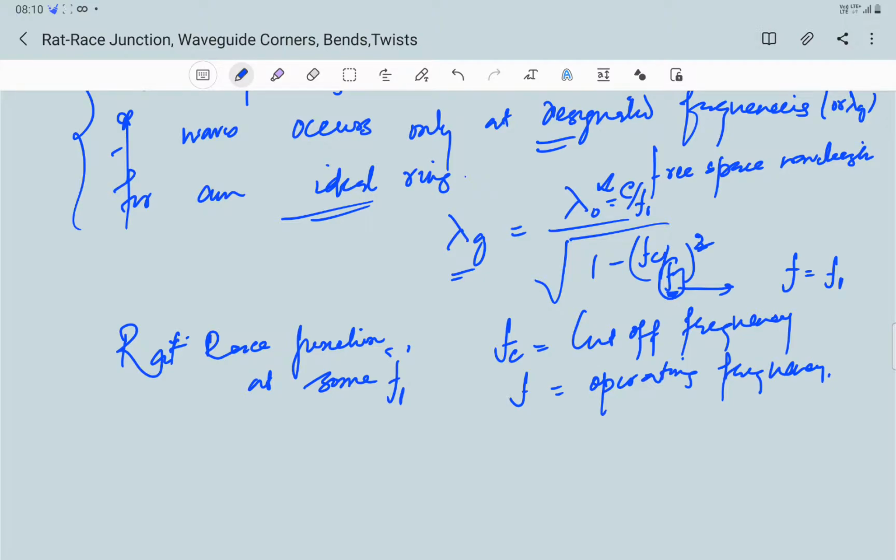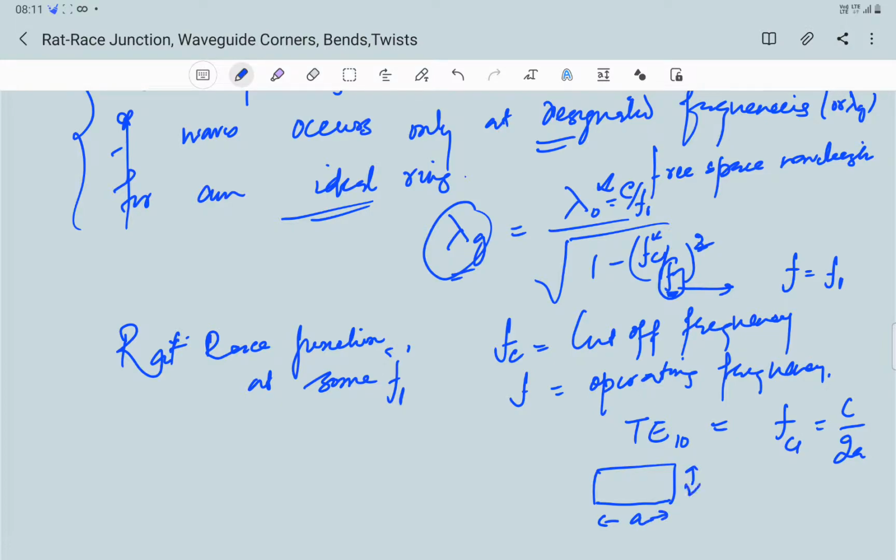So let's assume the lambda g value, on substituting these values, where c is 3 into 10 to the power 8, f1 is the operating frequency, and fc is the cutoff frequency. Let's assume we are solving it for the dominant TE10 mode. The cutoff frequency in that case would be c upon 2a, where a, as you know, is this dimension of the waveguide. This is your a and this is your b. So we are designing the rat race junction at some frequency f1. Let us assume the value of lambda g comes out to be 8 centimeters for simplicity. This is just an assumption.